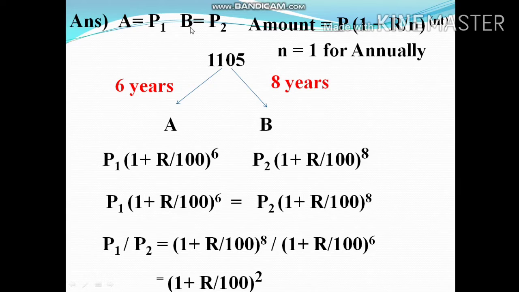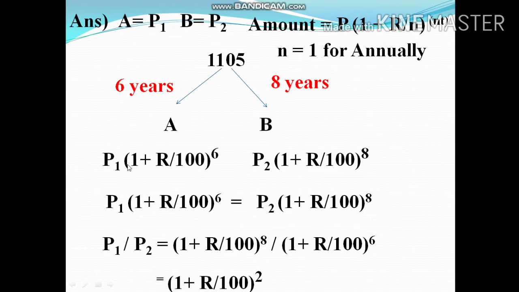Let us assume the principal got by A is P1 and the principal received by B is P2. We know the formula: amount is equal to P into (1 plus R by N) whole power NT, where N is equal to 1 for annually. Here A has given the principal he received for 6 years and B has given the principal he received for 8 years. Let us work out the formula here.